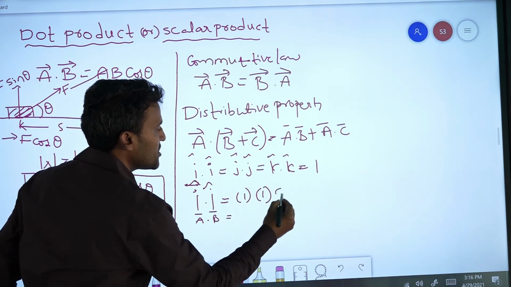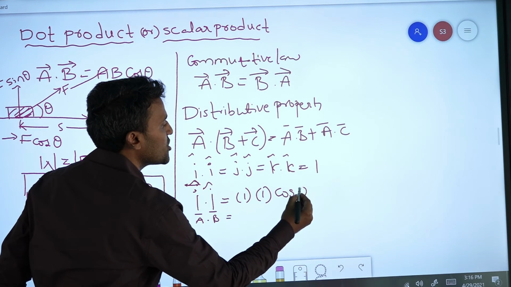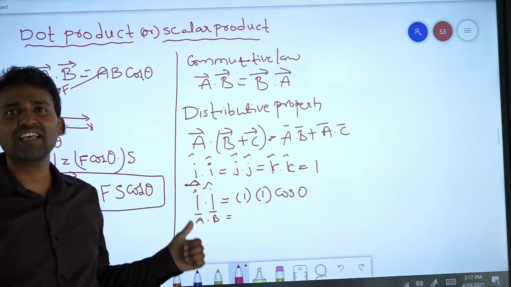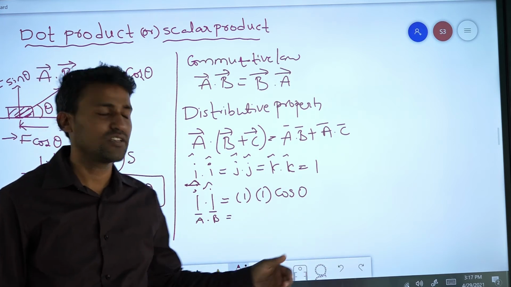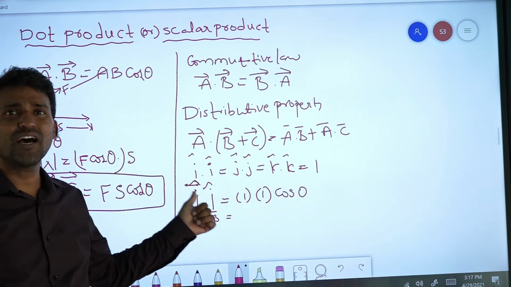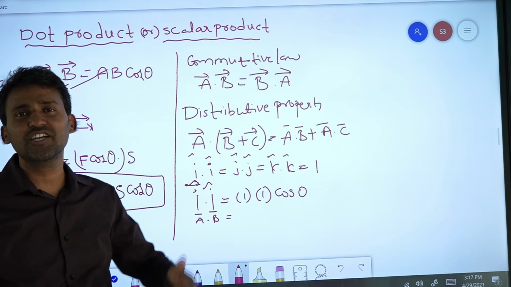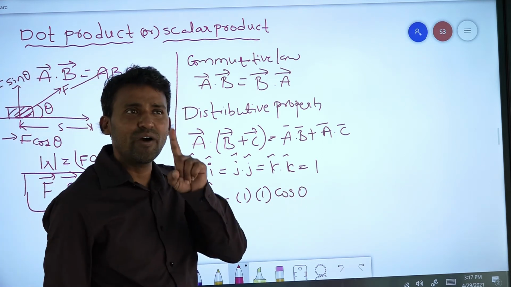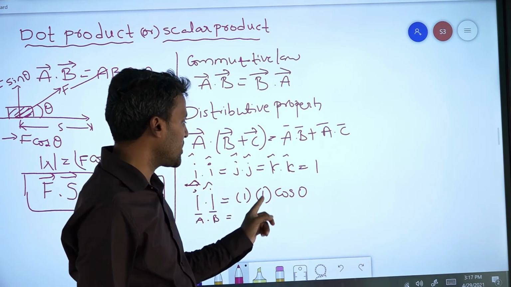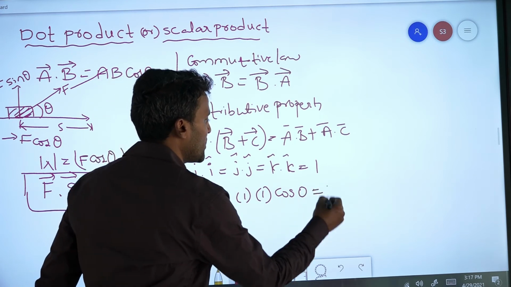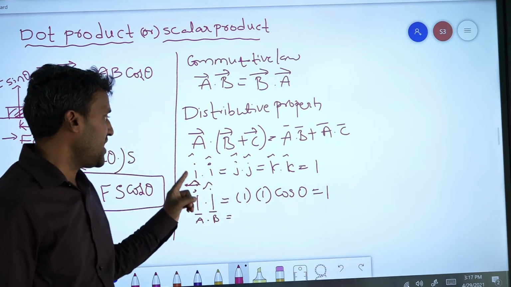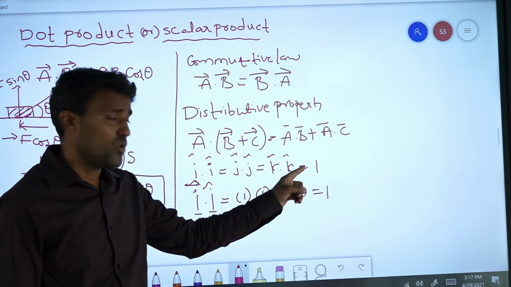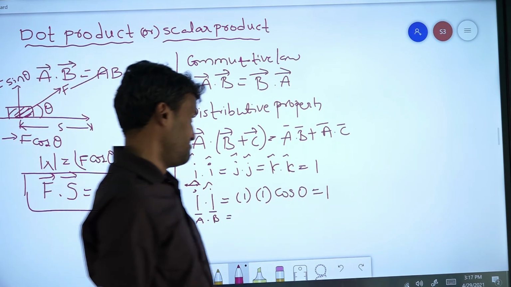Now the angle between these two, that is cos 0. Why is it cos 0? Because I is the unit vector which is acting along the x direction. So both I's are acting along the x direction. So at that moment the angle is 0. Cos 0 is 1. At that moment 1 into 1 into 1 is equal to 1. So that's why I dot I is equal to J dot J is equal to K dot K is equal to 1.